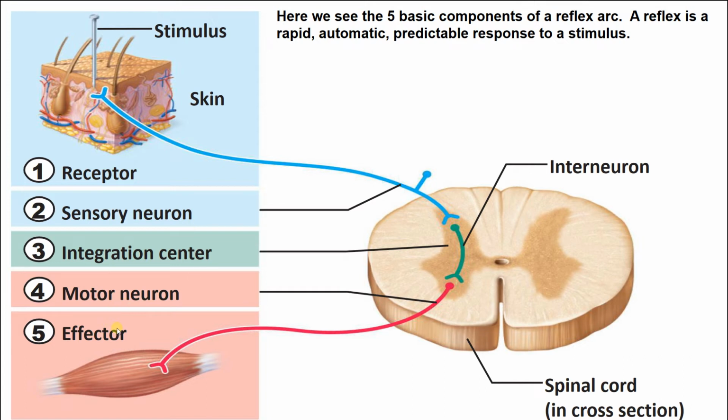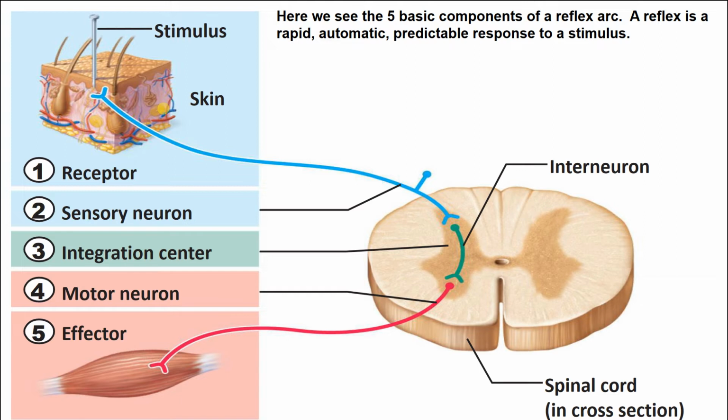Now the effector doesn't have to be a skeletal muscle. It could be a gland. It could be smooth muscle. So it could be something else. Cardiac muscle too. All right, those are the 5 basic components to a reflex arc. It's the shape. This is the general typical shape. And that's where we get the word arc. So we've defined reflex. We've got the components, the structural components of a reflex arc.